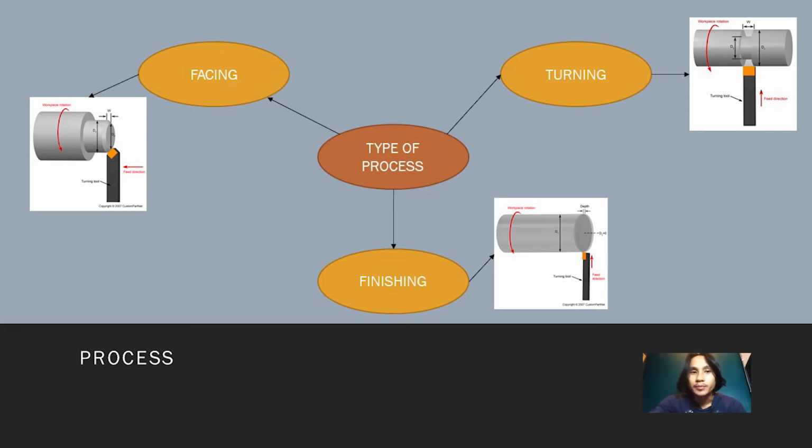Next we go to the types of process. The processes included in our report and presentation are the facing process, turning process, and finishing process. The facing process, or facing operation, is a procedure in which the end of the workpiece is machined by a tool against the workpiece rotation. Facing is also the process of removing material from a workpiece end with a specific tool to produce a flat surface perpendicular to the workpiece.